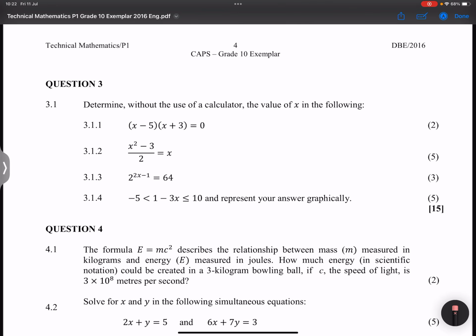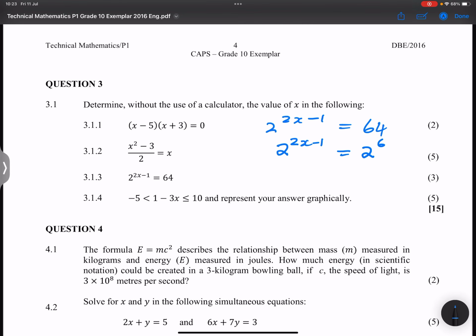Right, so we've got 3.1.3, 2 raised to the exponent 2x minus 1, which is equal to 64. Now the best way for us to always solve these is to make sure that the base on the left and on the right hand side are the same. And if the bases are the same, then we can drop the bases and equate the exponents. 2 raised to the exponent 5 is 32, so 64 is 2 raised to the exponent of 6.